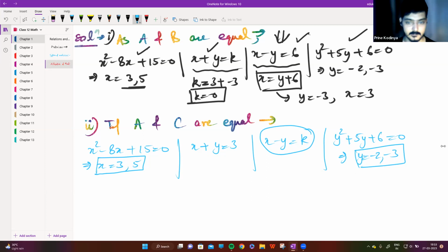X can take 3 and 5, y can take -2 and -3. Now what should be the x and what should be the y that they can satisfy x plus y is equal to 3? There is another condition on x and y: x plus y is equal to 3. So this will give you a specific value of x and y out of this. So what is that?